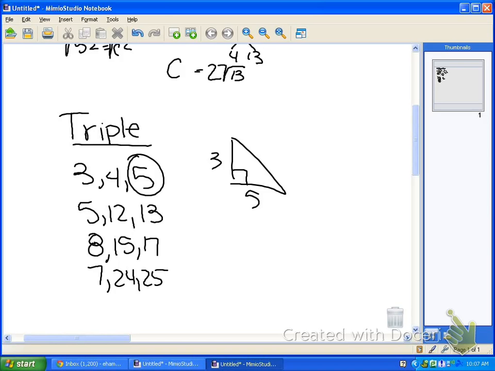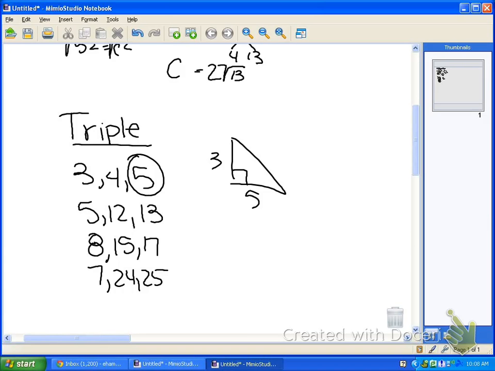I will tell you that on the ACT, these top 3 I see all the time. You don't have to have it memorized to get a good score on the ACT. It will just help you go quicker so you don't have to do the Pythagorean theorem to find the third side if you know the triples. Okay? It's just a little tip.